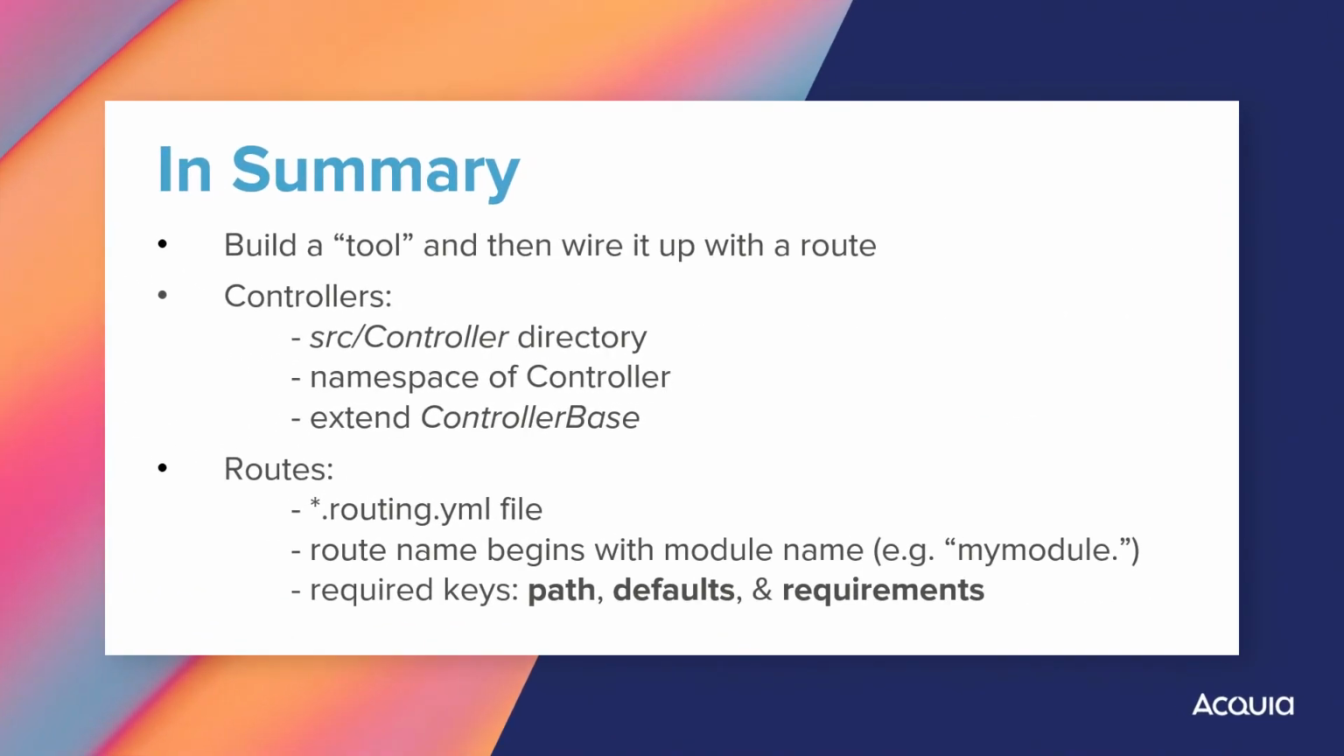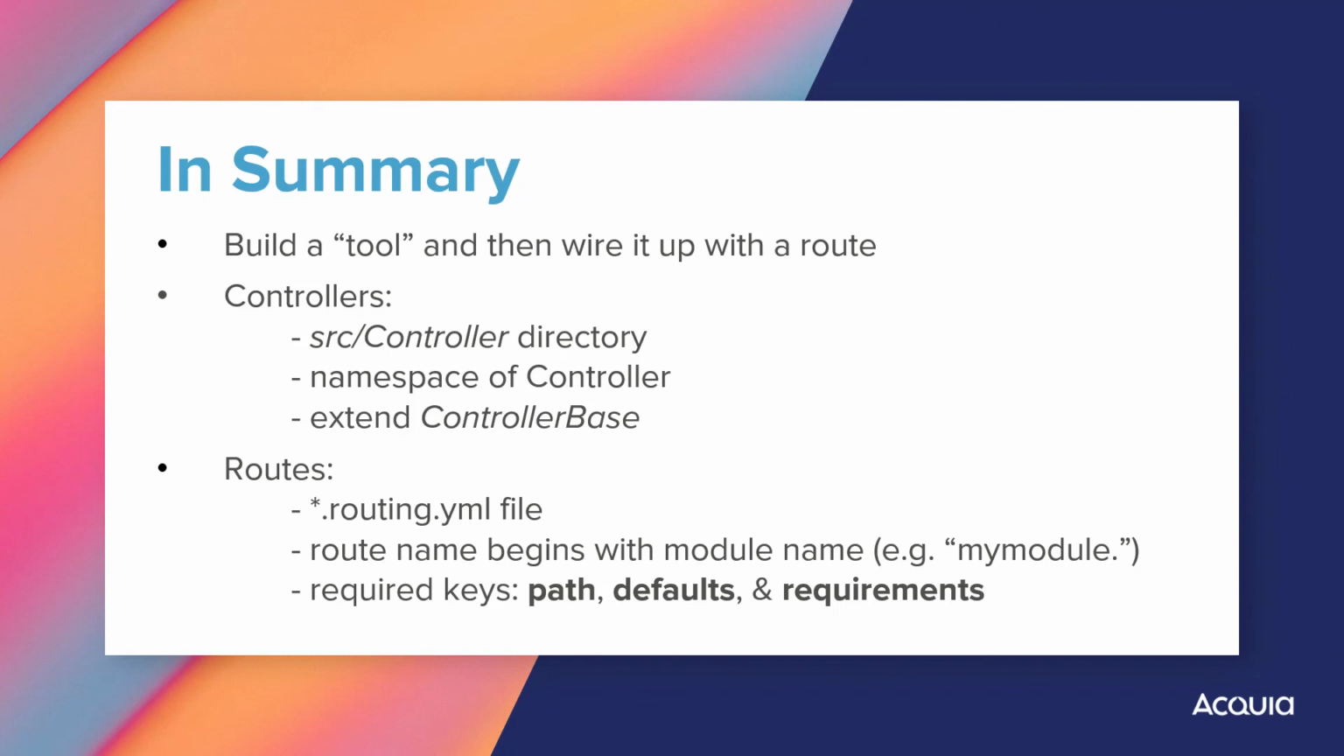Fantastic! This brings us to the end of the lesson. Congratulations on your coding effort and increasing your comprehension of controllers and routing. We kicked off this lesson by learning a simple two-step mindset for coding functionality in Drupal. First, create the tool by extending a class or interface, and then tell Drupal about it by wiring it with a route. We learned how to create a controller file and how it must be placed in the src controller directory of our module. We learned how to define the namespace for our controller and how each controller should extend the controller base class provided by Drupal.